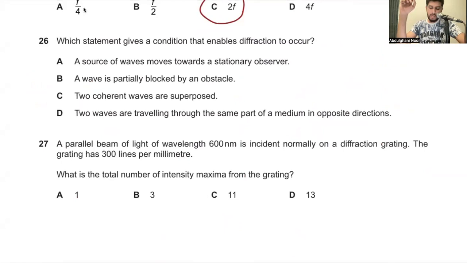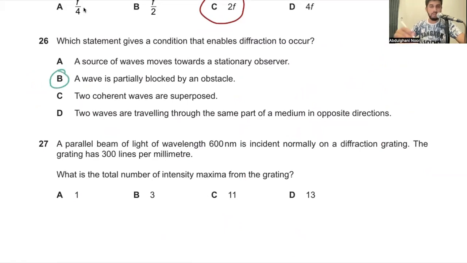Which statement gives a condition that enables diffraction to occur? What condition should there be for diffraction? A source of wave moves towards the stationary observer. No, they're talking about the Doppler effect here. A wave is partially blocked by an obstacle. Yes.